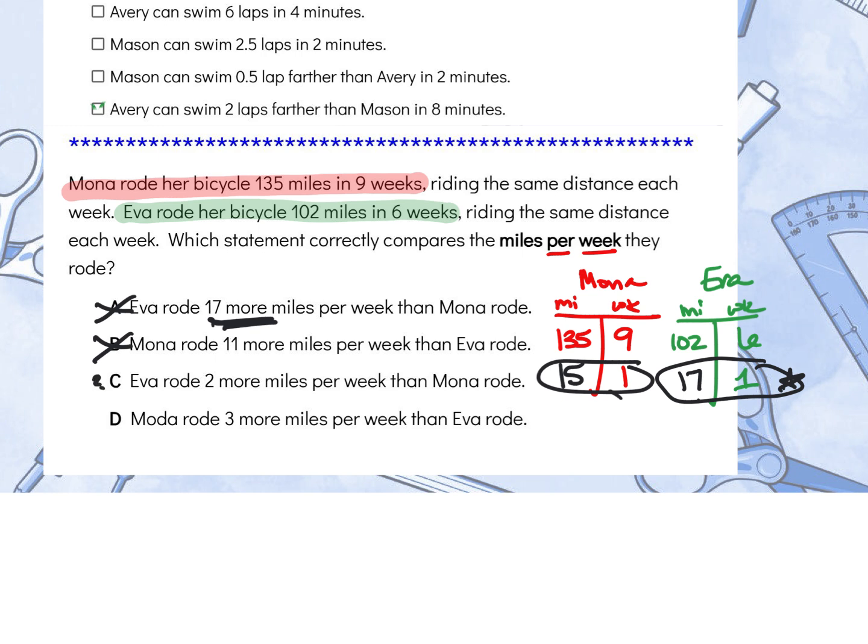And then D, Mona rode, that's supposed to say Mona. Mona rode 3 more miles per week than Eva. So we know that is not true because it was Eva who did more. So C is our correct statement.